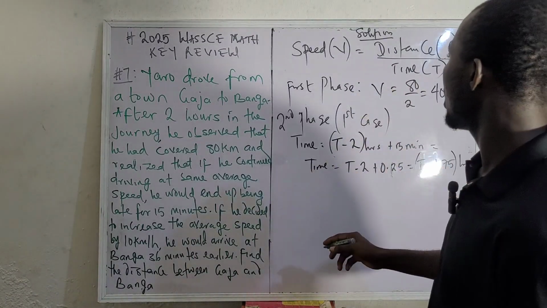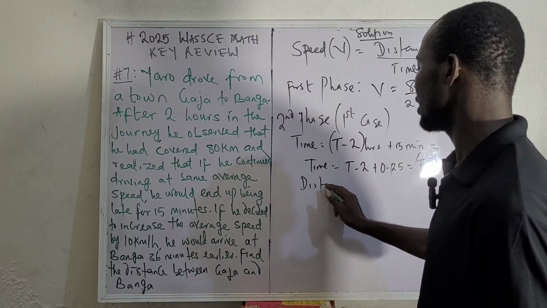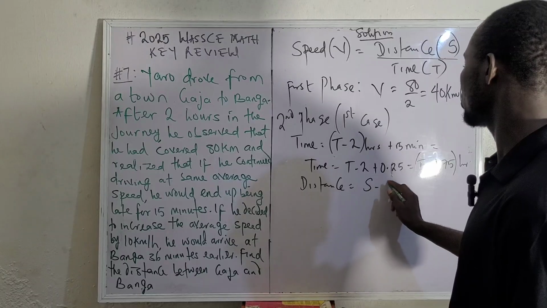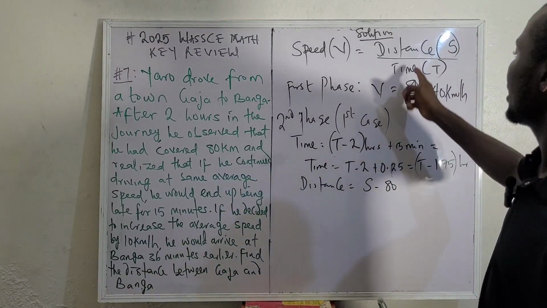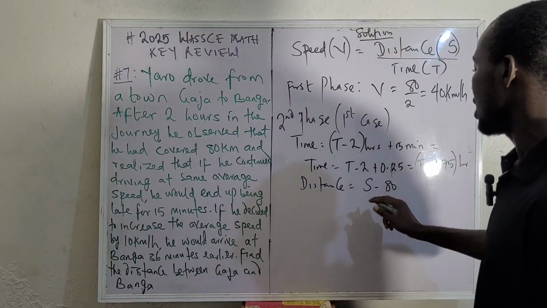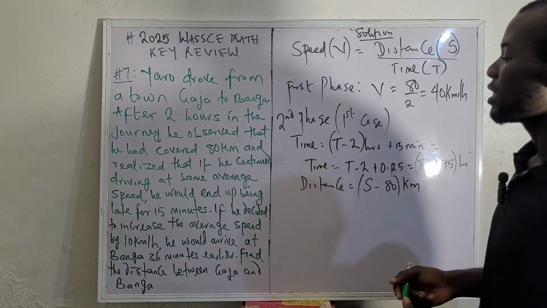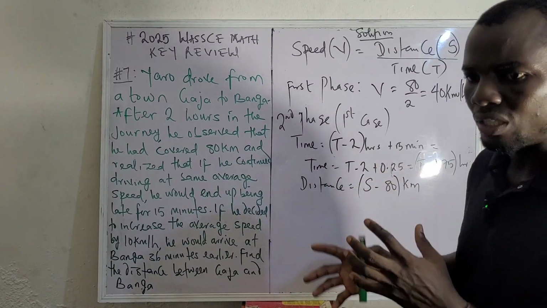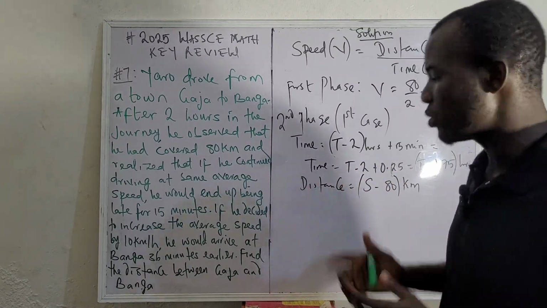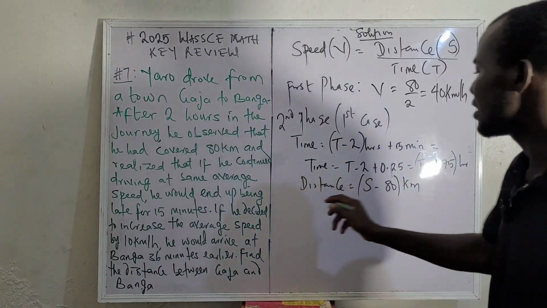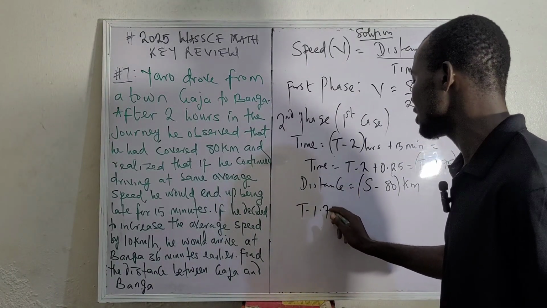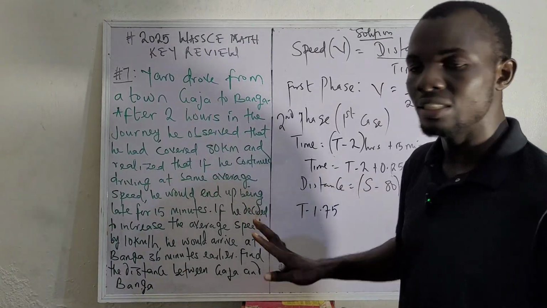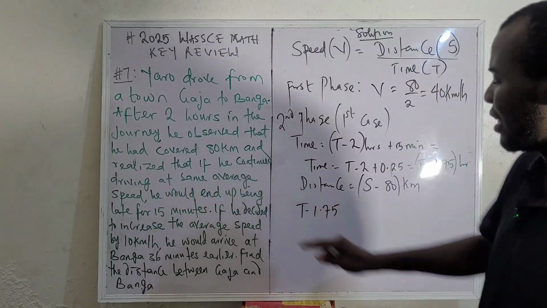What is the new distance? The distance in this first case still will be S minus 80, because 80 kilometers has been covered already. Now we want to look for the time in this. We want to express the equation making the time the subject of formula. Remember, the time now is T minus 1.75, because this statement emphasizes the time. So every other thing is the same, just the time. So we are concerned about the time.